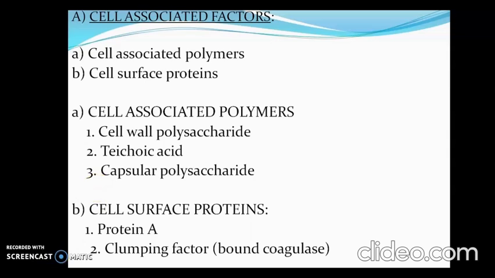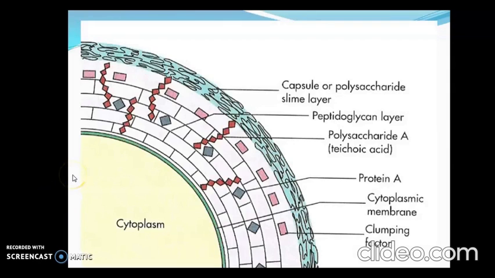Next one is the cell surface proteins. The first one is protein A, and it has many biological properties including chemotactic, antiphagocytic and anti-complementary effects. It also induces platelet damage. Next one is the clumping factor. The clumping factor is otherwise known as the bound coagulase, and this factor is responsible for the slide coagulase test which we discussed earlier. And in this image you can see the cell-associated polymers and cell surface proteins that are contributing towards the virulence of Staphylococcus aureus.